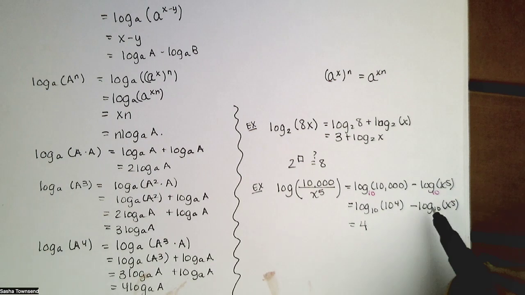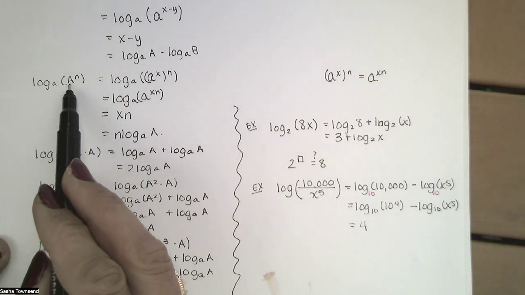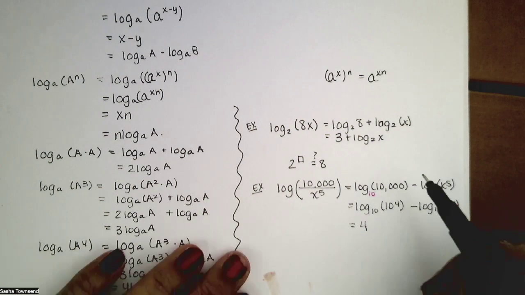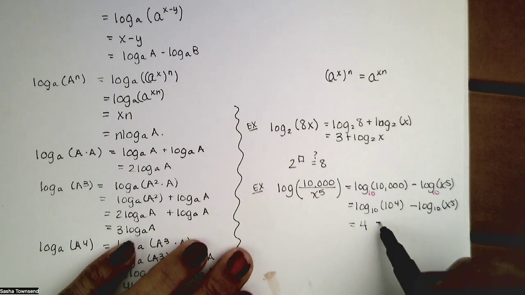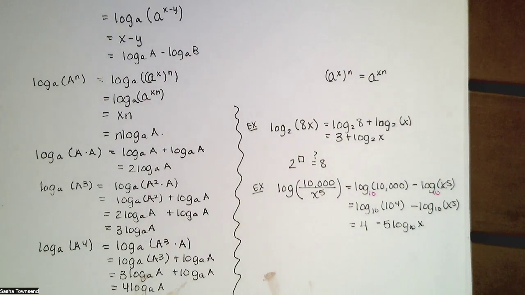And then here I've got log base 10 of x to the 5th. Since that power is inside, we can use this property. Log base a of a to the n is n times log base a of a, so here 5 times. So we'll bring the 5 out front, and then we'll have that right there.